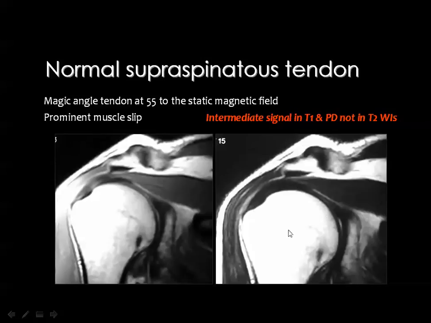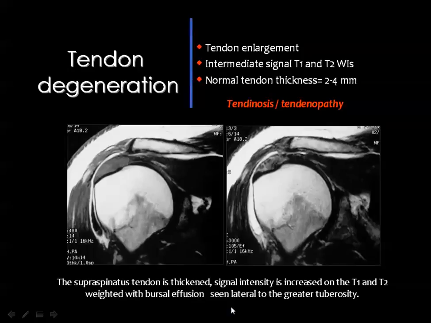And there are many explanations for this finding, including that the muscle slip is prominent, the fat plane between the two slabs of the supraspinatus muscle, and also the magic angle technique, which is a tendon going through about 55 degrees to the static magnetic field, and this phenomenon is appreciated in the peroneus longus tendon in the ankle and also here in the supraspinatus tendon in the shoulder.